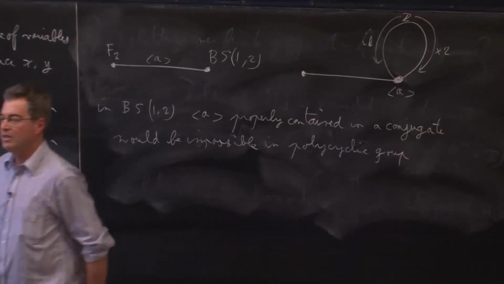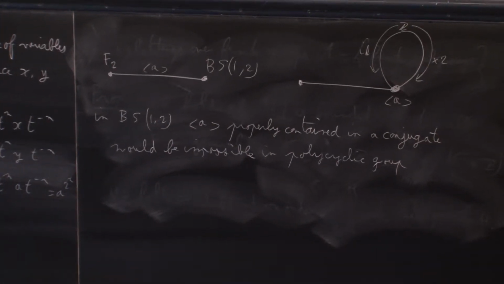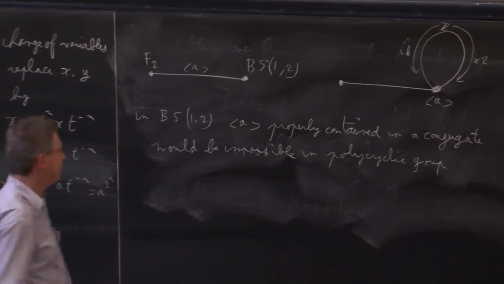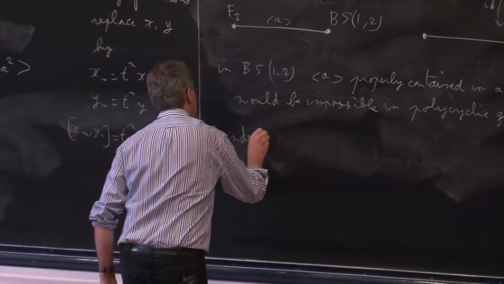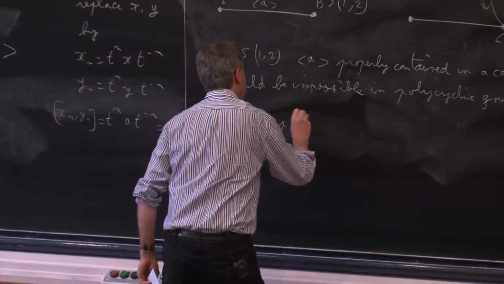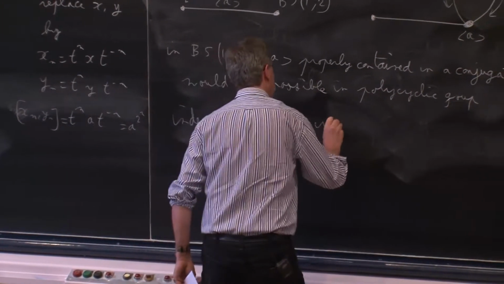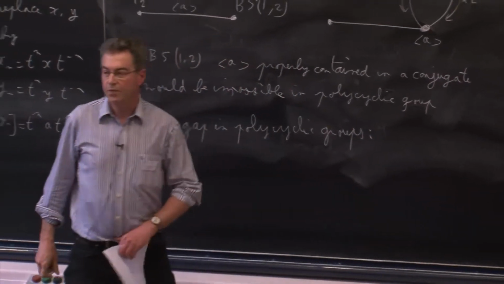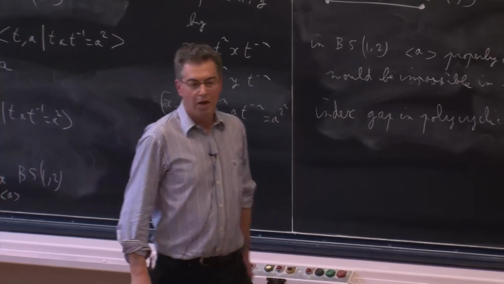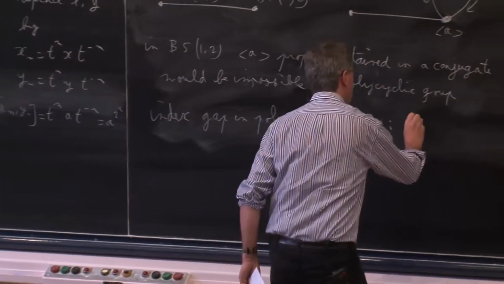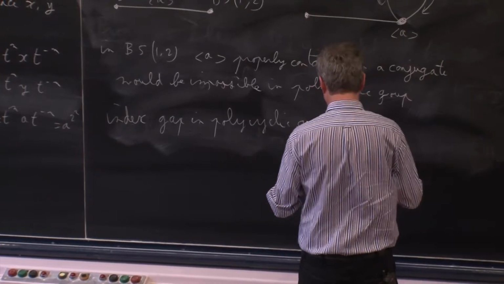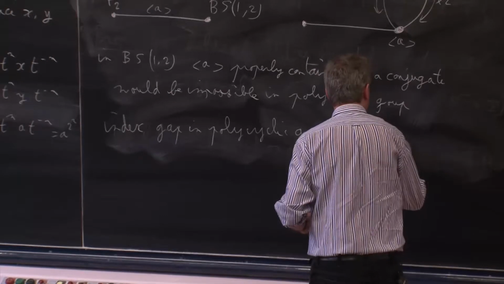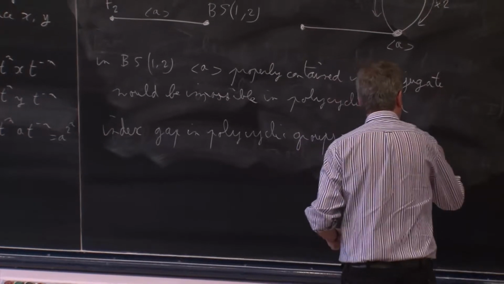And what's really relevant here, the property of polycyclic groups that is really relevant for us is what I call an index gap in polycyclic groups. So that's the following statement. Suppose you have a polycyclic group and a subgroup. So suppose I have A contained in H, and H is polycyclic.